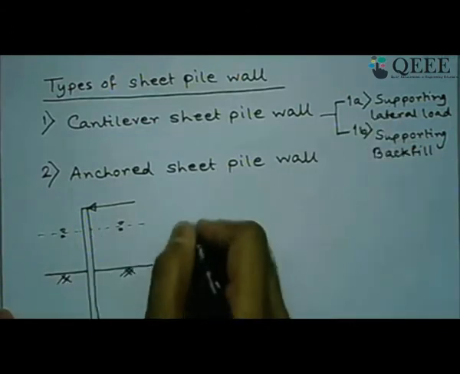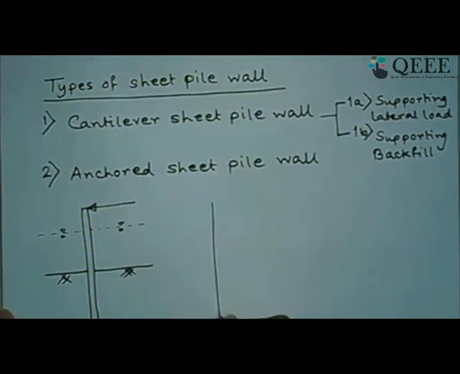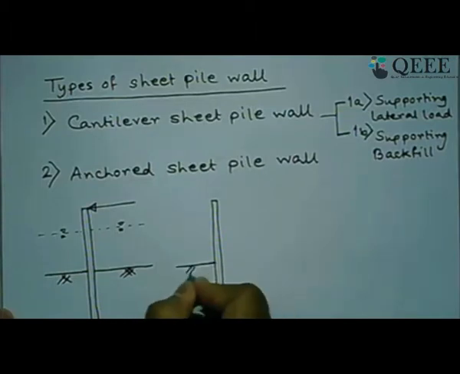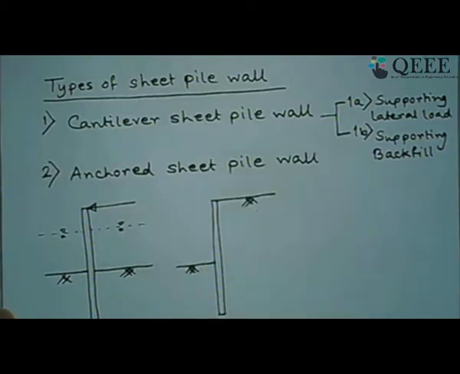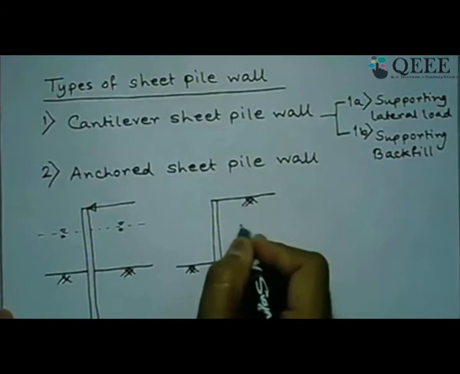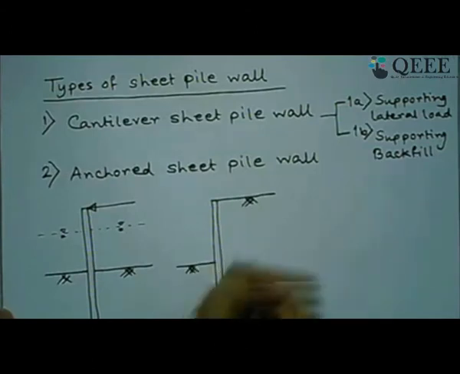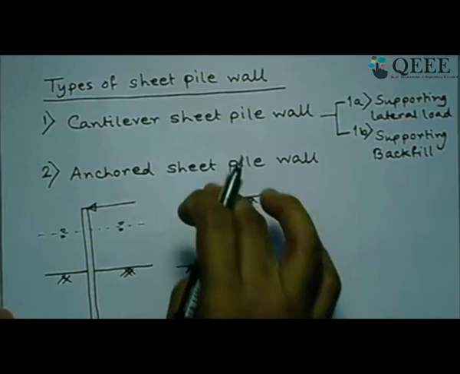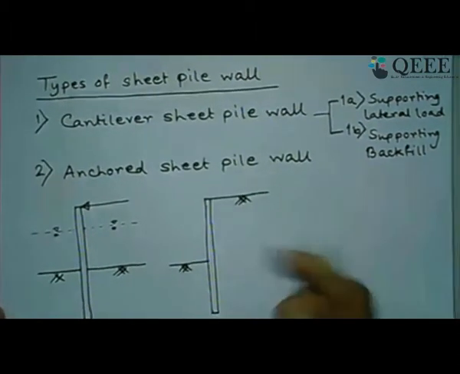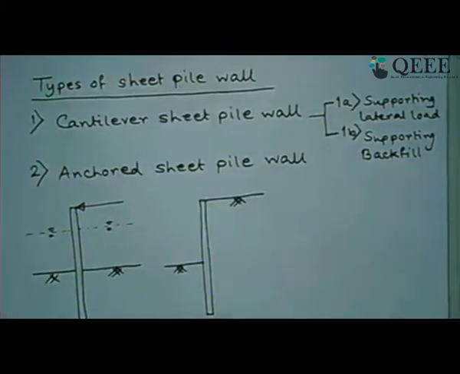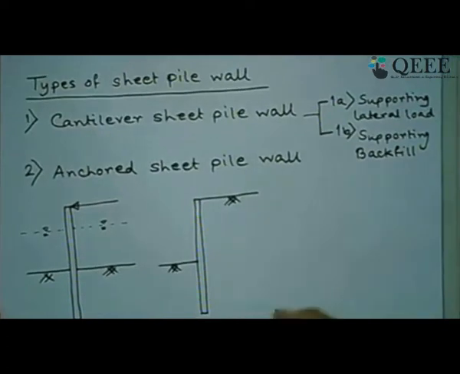So this is a type of cantilever sheet pile wall supporting the lateral load. Another type of cantilever sheet pile wall, which is supporting the backfill soil, is none other than this type. This side of the sheet pile wall is supporting this backfill soil, whereas on the other side we are trying to maintain this level difference. This is another type of cantilever sheet pile wall, the category 1B we have written over here.